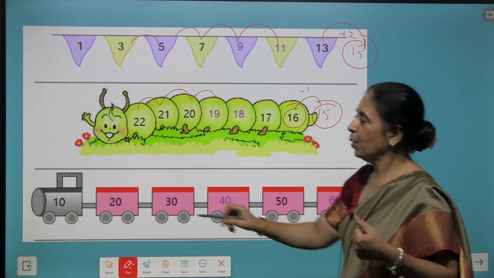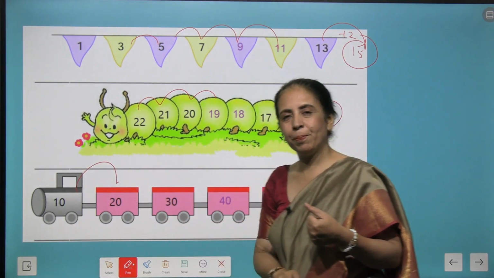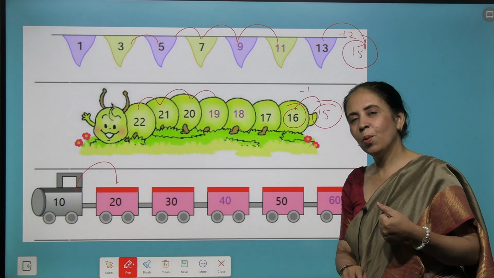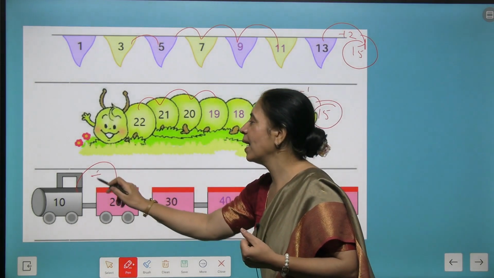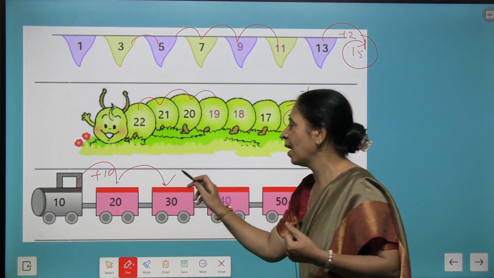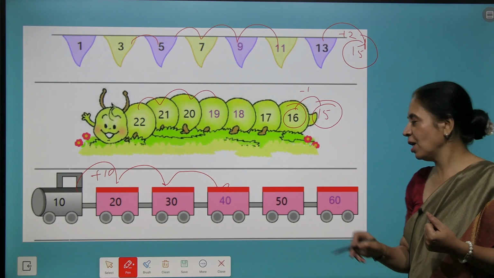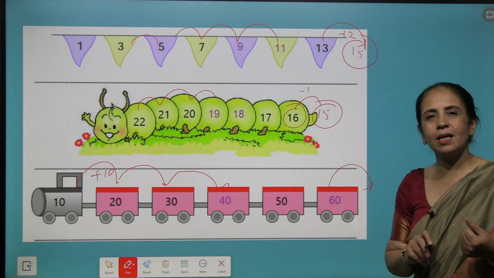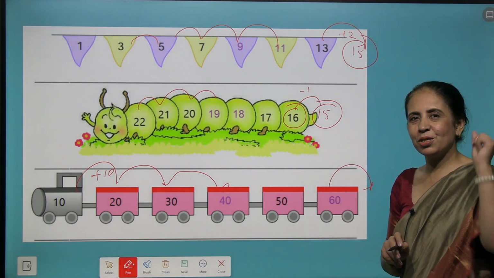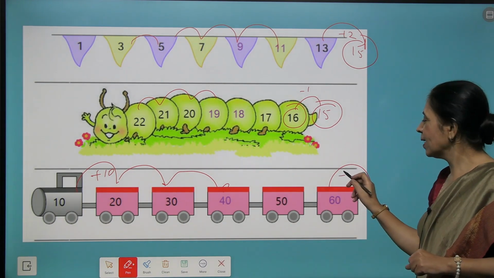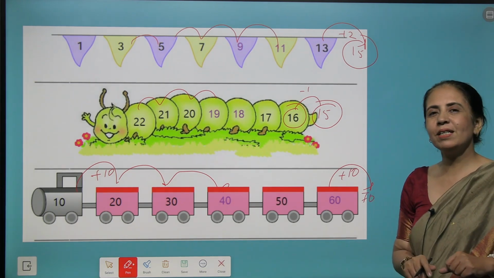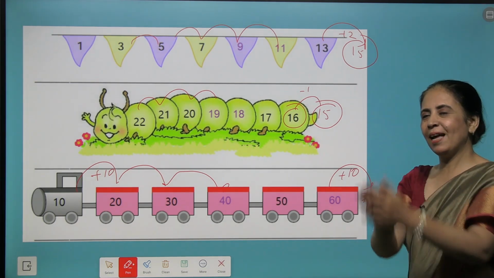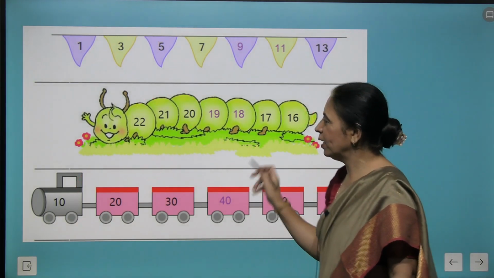Right. And here what do you observe? Tell me. 10, 20. What is adding? Yes, that is plus 10 every time. So, can you tell me what will come after 60? Yes, great going. That will be 60 plus 10 and we get 70. Clap for yourself.